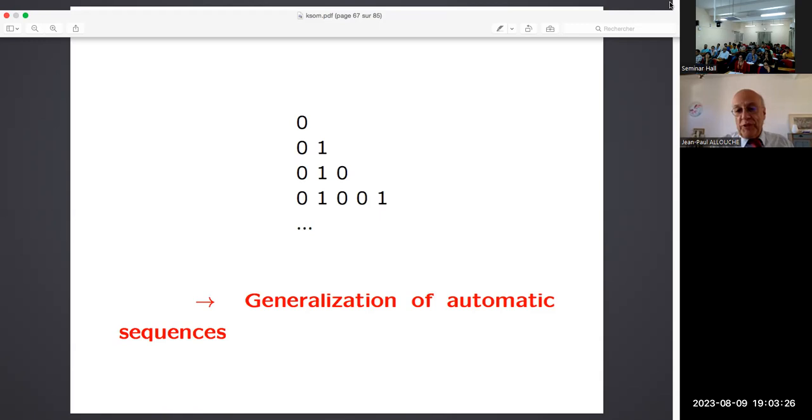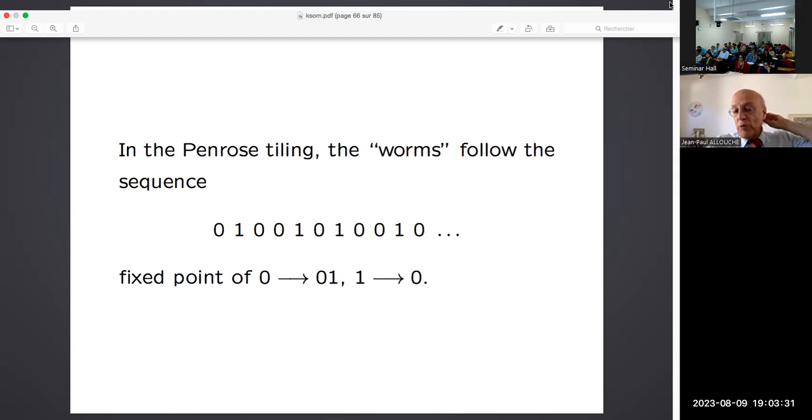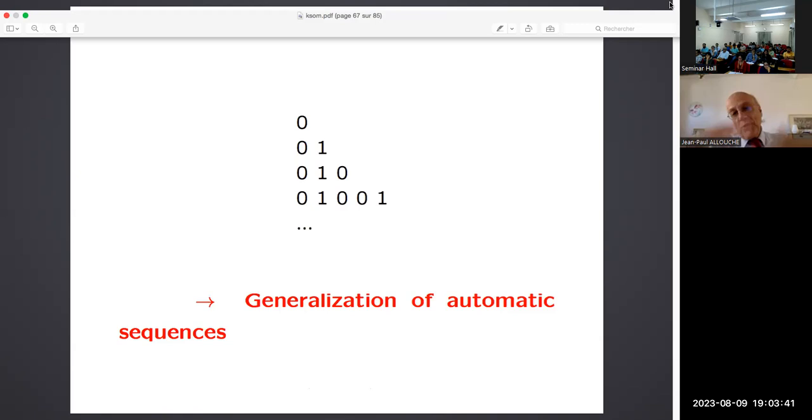Instead of taking something which is of constant length, remember, for Morse, we had 0 goes to 0, 1, 1 goes to 1, 0, so the same length 2 on the right of the arrows. But now if you permit any length, not necessarily the same, then you get something more general than automatic sequences, and you can do a lot of things around that.